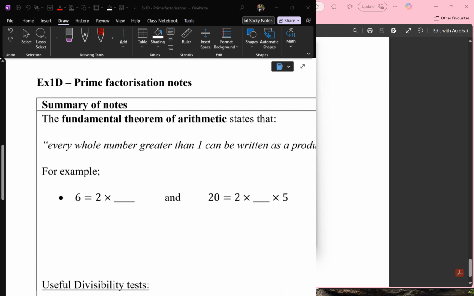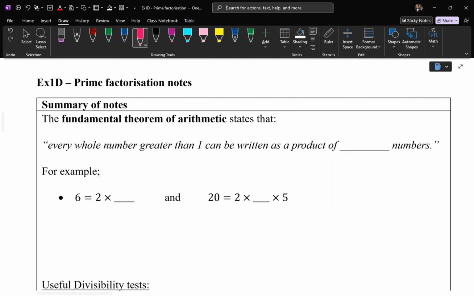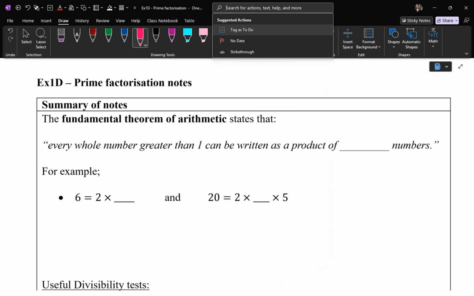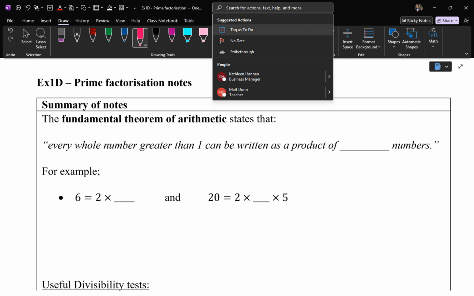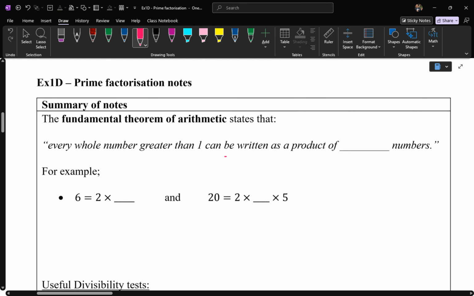All right, so let's fill in some notes here for you. The fundamental theorem of arithmetic states that every whole number greater than 1 can be written as a product. Now, what does product mean again?